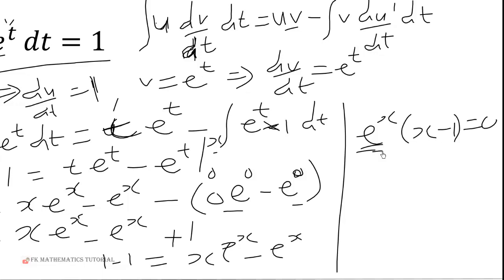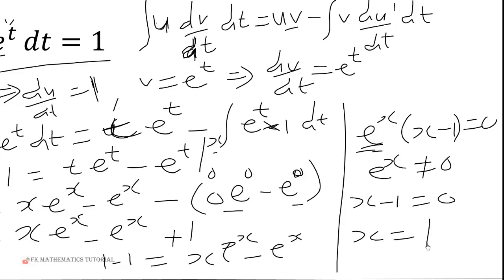So this exponential function is never equal to 0. e to the x is never equal to 0. So we must have x minus 1 equal to 0. This means x is equal to 1. Therefore, the value of x is 1.